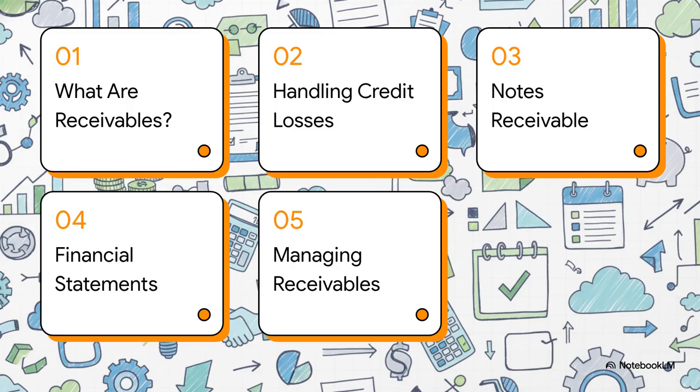We'll kick things off by defining what receivables are and looking at the different types. Then we'll get into the nitty-gritty of handling credit losses because, let's face it, they happen. After that, we'll look at the more formal notes receivable, see how all of this gets presented on the financial statements, and finally wrap up with how to actually manage your receivables effectively. So let's jump right in with the basics.